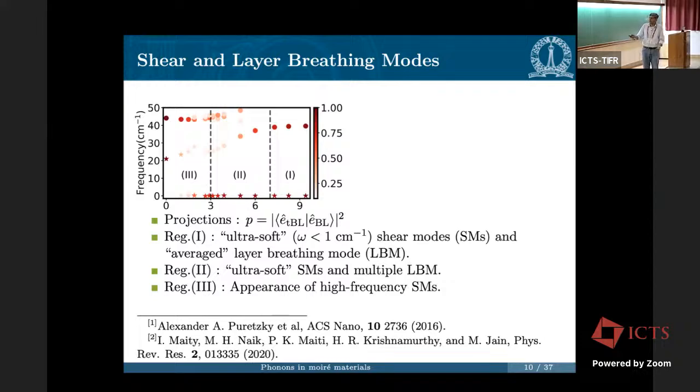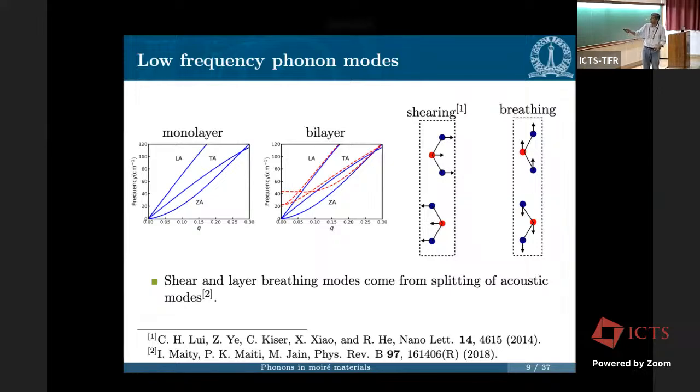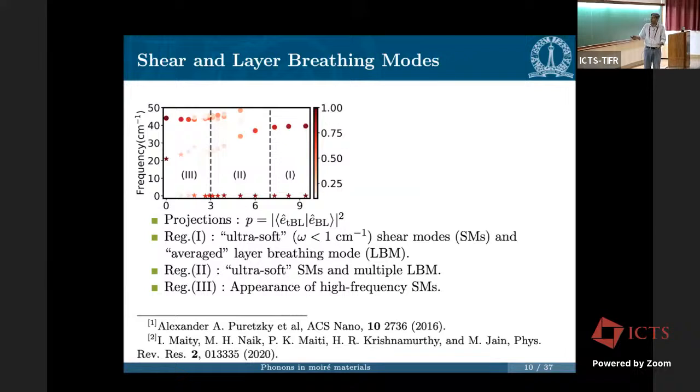So to analyze it, we have projected all the modes onto these modes that I just showed you before, onto these shear and breathing modes. And I'm just asking, what does that projection weight look like? So I've calculated this projection weight, and I've plotted it as a function of angle and as a function of frequency. So what you notice here is something very strange.